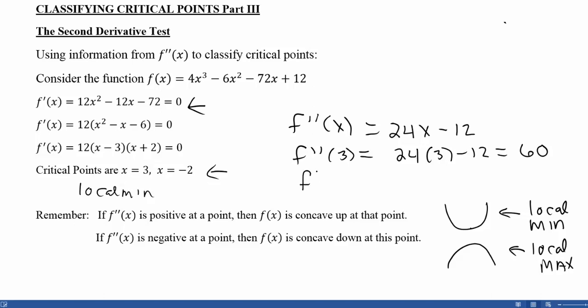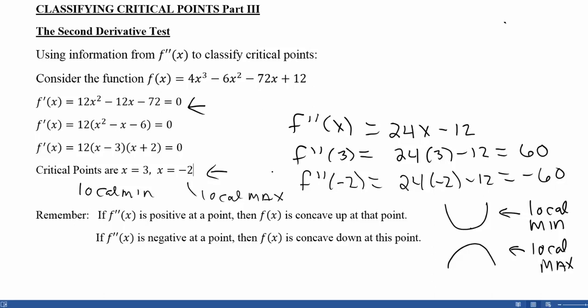Similarly, if we were to plug in negative 2 into our second derivative, we would get 24 times negative 2 minus 12, which would give us negative 60. If the second derivative is negative, we're going to be concave down at that point, and therefore negative 2 is going to be a local maximum. So when we take these ideas about concavity and we pair it with what we know about critical points, we're able to come up with the second derivative test.